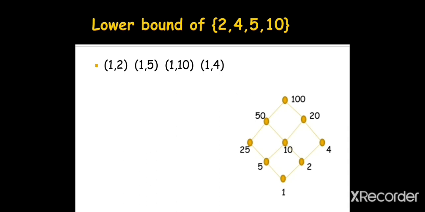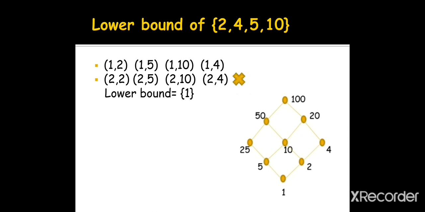Then we will check 2. There is a reflexive relation between 2 and 2. There is no bond between 2 and 5. So 2 is not a lower bound. So the lower bound is only 1.